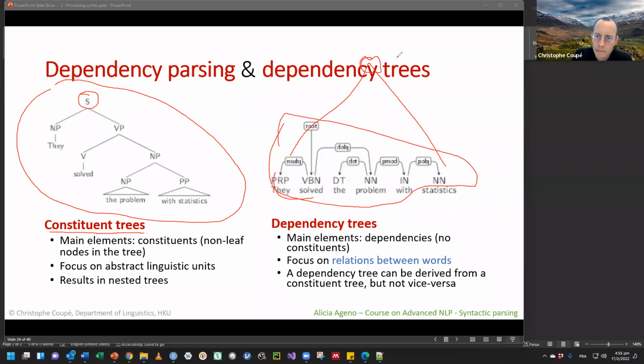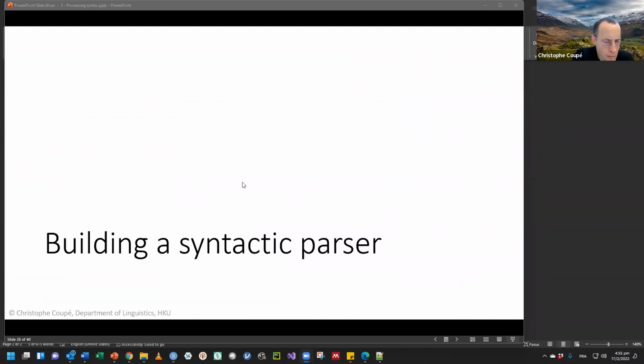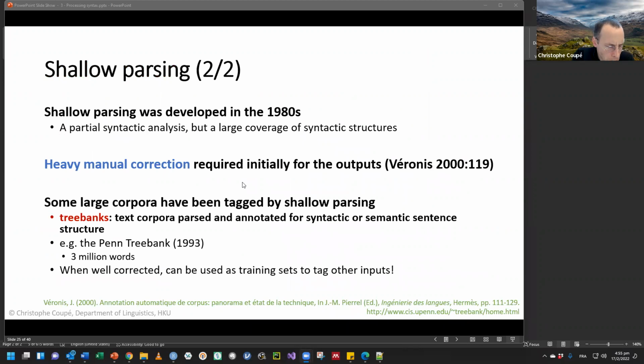All right. So let's choose shallow parsing because it's easier and it's still very interesting.